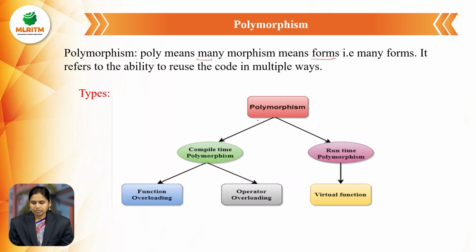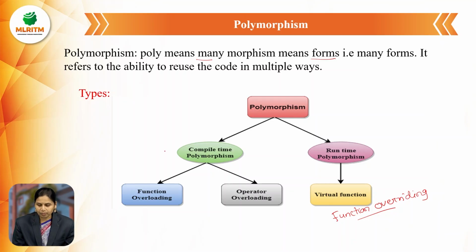There are two types of polymorphism. The first one is compile time polymorphism and the second one is runtime polymorphism. We can achieve compile time polymorphism with two concepts: one is function overloading and the second one is operator overloading. We can achieve runtime polymorphism by using virtual functions. Virtual functions are used in the function overriding concept. So function overriding is implemented by using virtual functions.